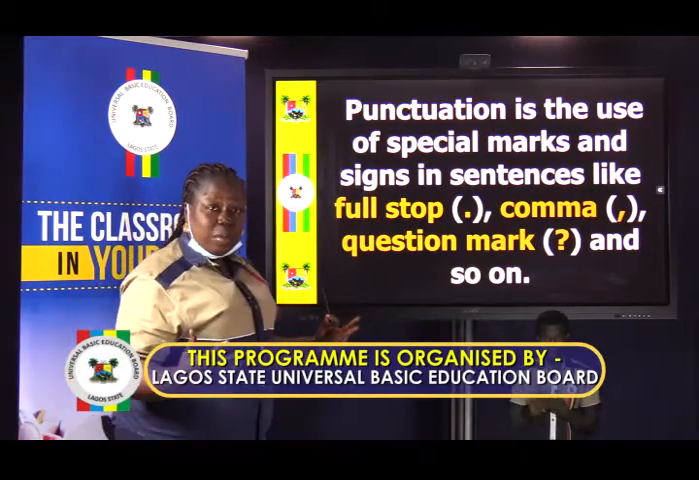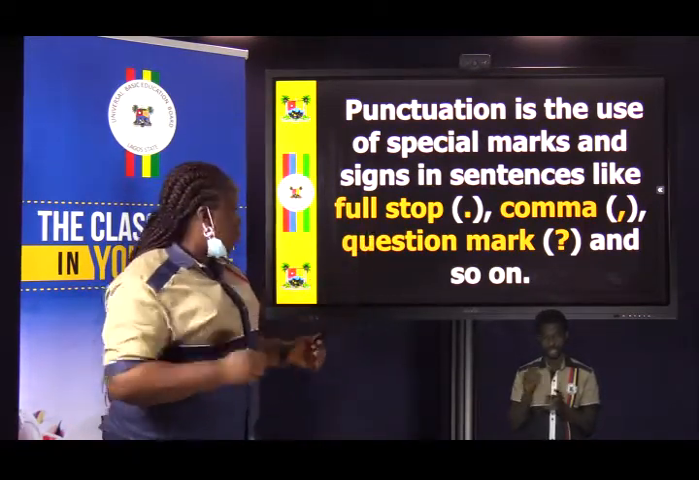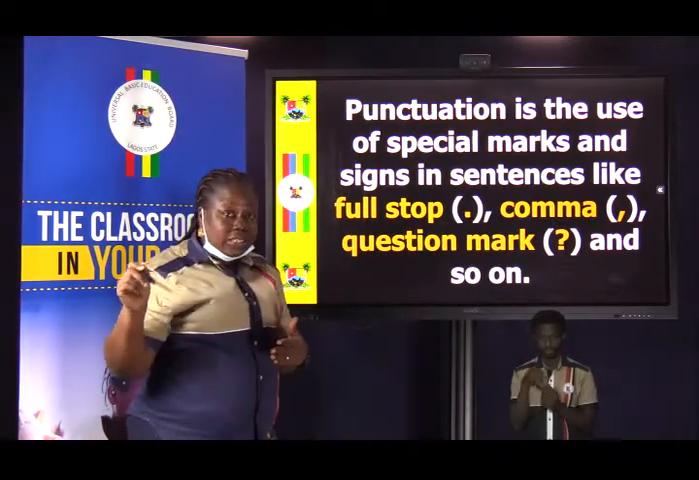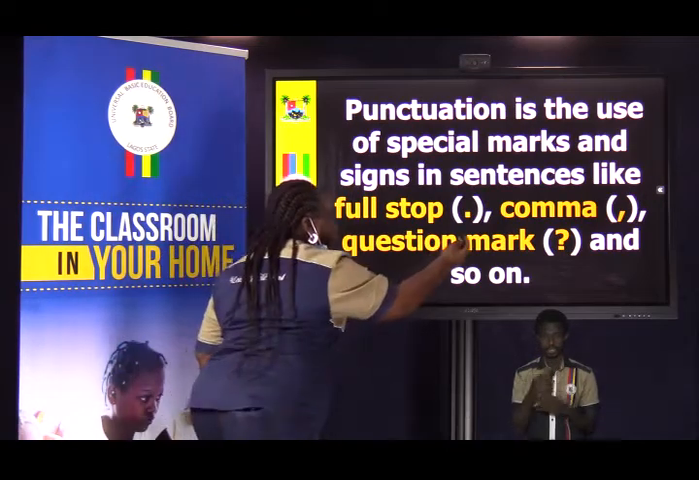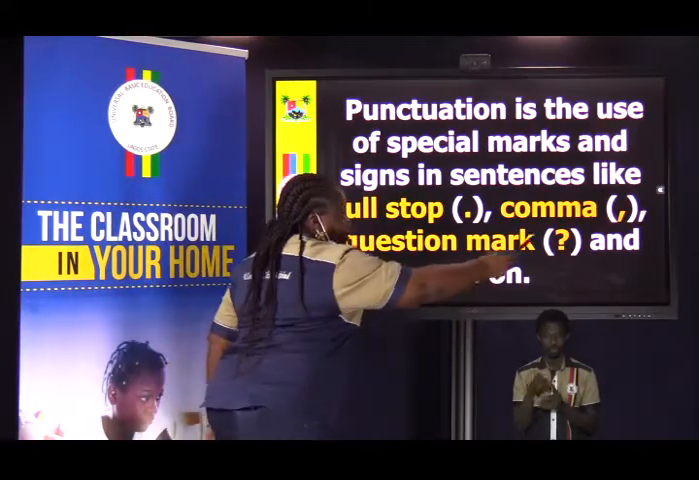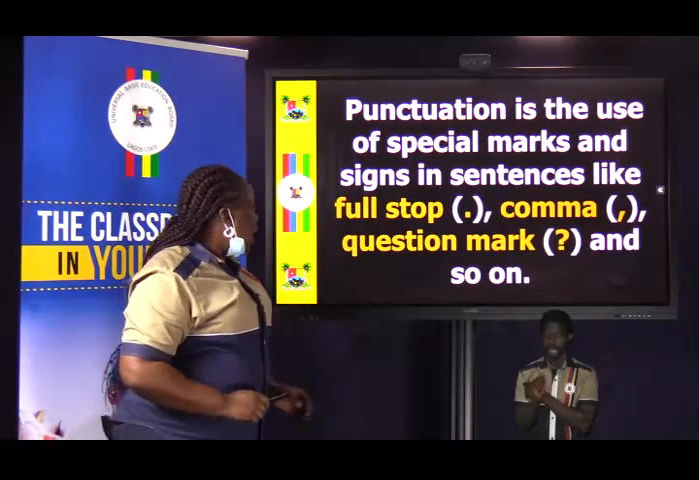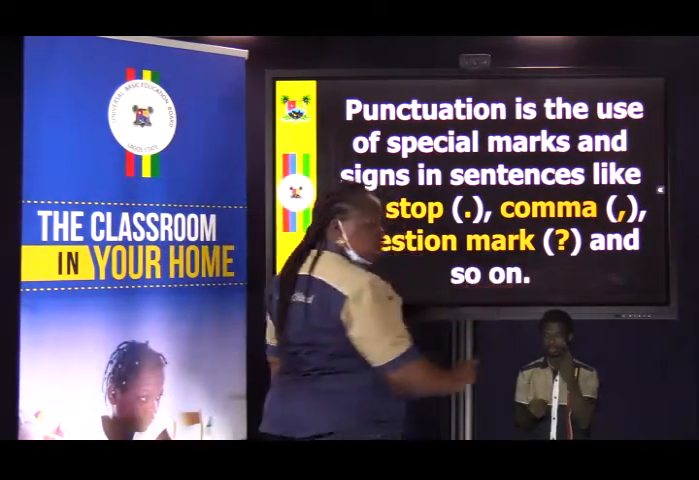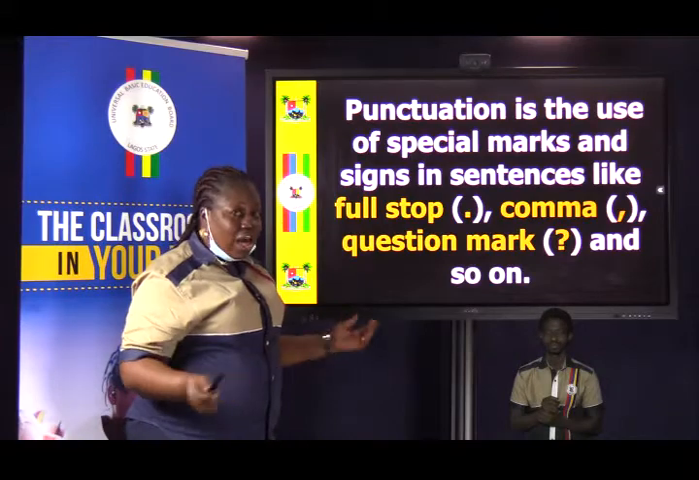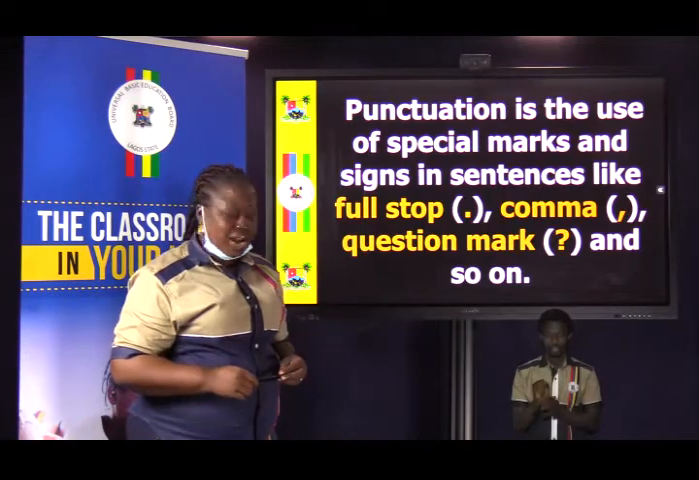We have examples of those special signs or special marks such as the full stop. When you see a dot, that's a full stop, especially when you are ending a sentence. When you see this sign, it is called a comma. And this, that looks like a hook, is called a question mark. We have many other examples of punctuation signs or punctuation marks.